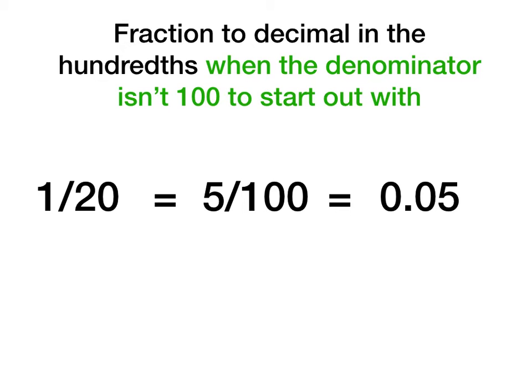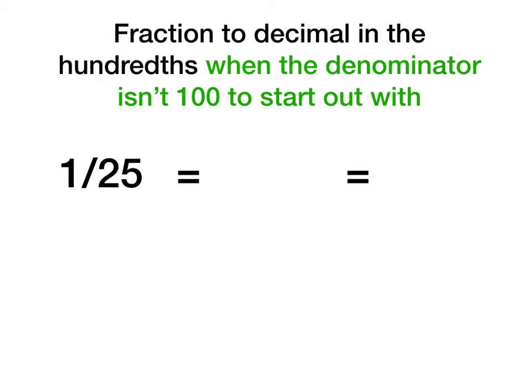Now notice that I have 0.05. I need to write the 0 in there because the 5 is in the hundredths place. So this shows me that I have 5 out of 100, not out of 10 or out of 1,000, but out of 100. Well, let's do another example.